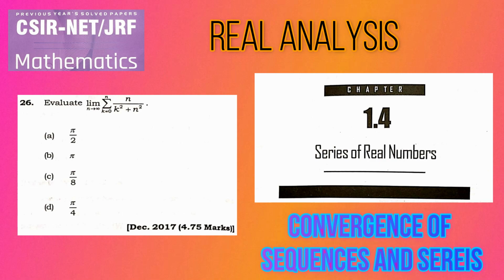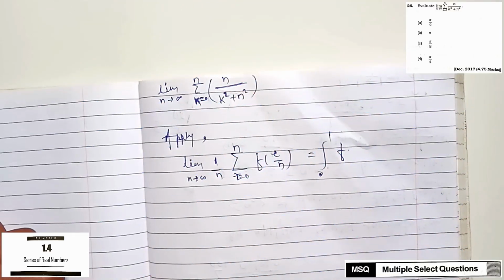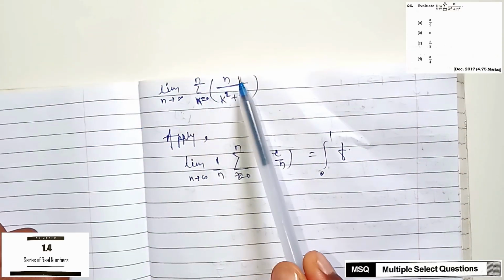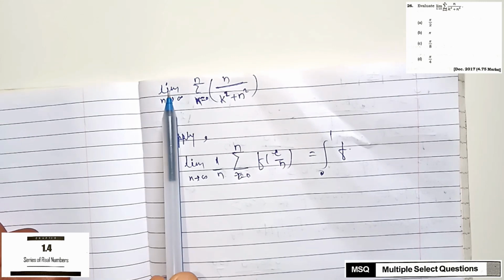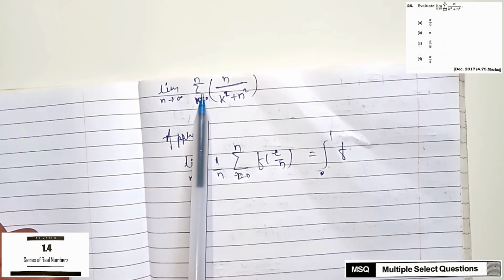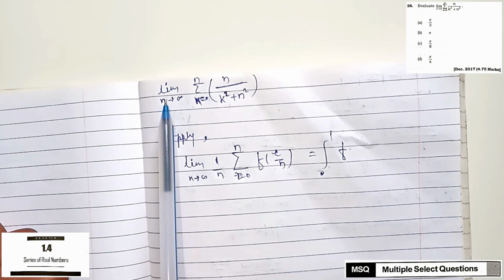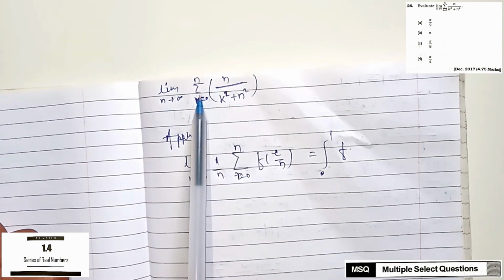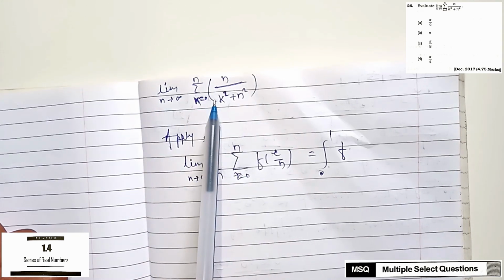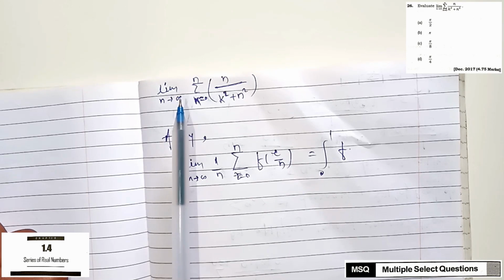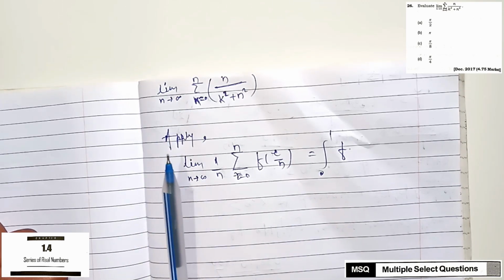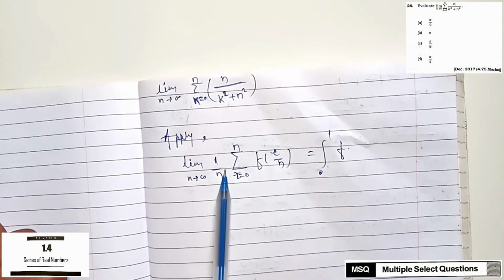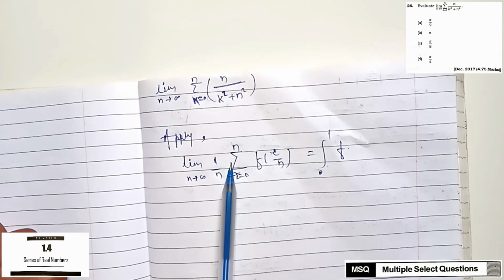So let's get started with our solution and see the detailed steps. The question: the sum for k equal to 0 to n of n upon k square plus n square, and we have to apply the limit. If we solve this question directly, it is quite difficult to get the answer. So for finding such a solution, we have to apply some results from real analysis, and this is one of the famous results that we can apply here.